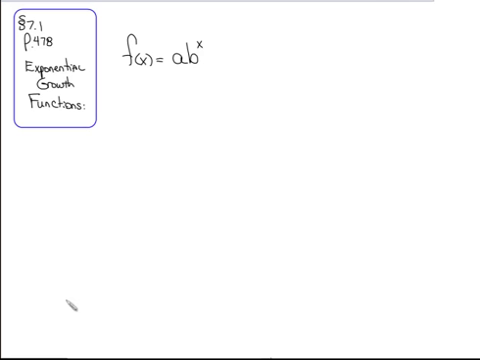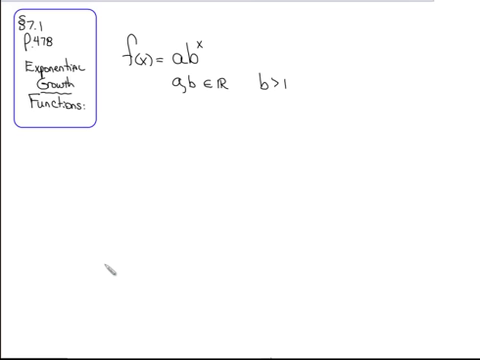This is just a generic version where a and b are going to be some real numbers, so they're elements of the real numbers. In particular, since we're going to talk about growth in this section, b is going to have to be greater than 1. Very important: b greater than 1 indicates growth. In the next section, we'll talk about what happens when b is less than 1. A can be any real number.